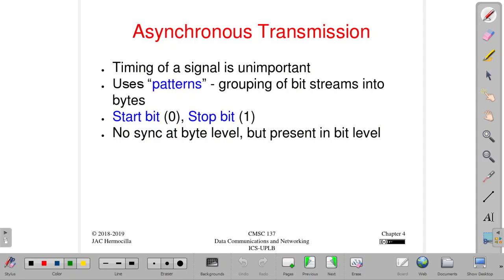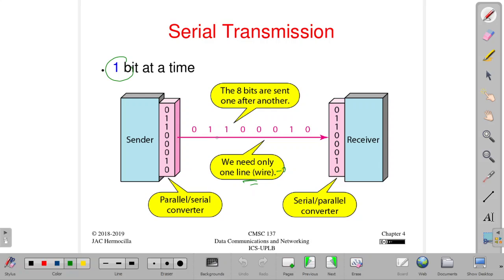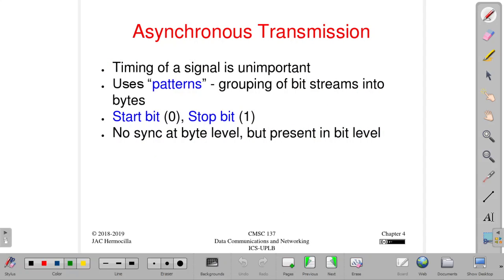Under serial transmission, we have asynchronous, synchronous, and isochronous. So let's talk about asynchronous transmission. Here, in serial transmission, the timing of a signal is not important, and what it does is use patterns or grouping of bit streams into bytes. So you don't just interpret one bit, you group these bits, let's say, into 8 bits to form a byte, and that will be the interpretation.